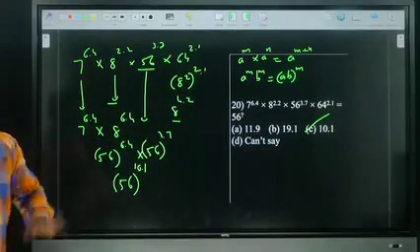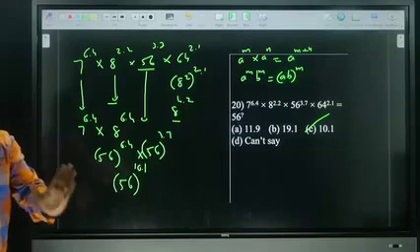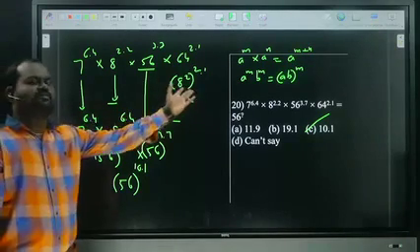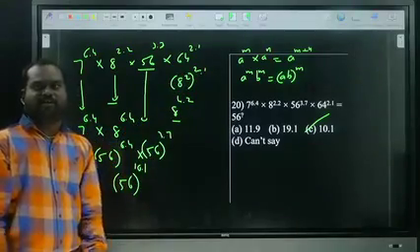So here, the basic formulas we learned: a power m into a power n is a power m plus n. That is one formula. And ab whole power m, we can split as a power m into b power m. Right? Now next.